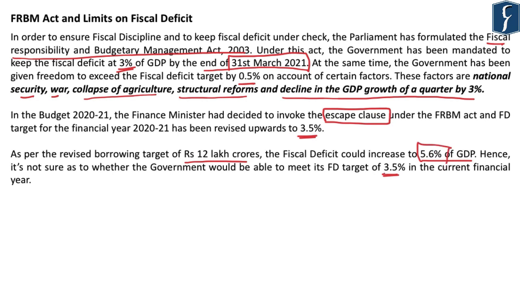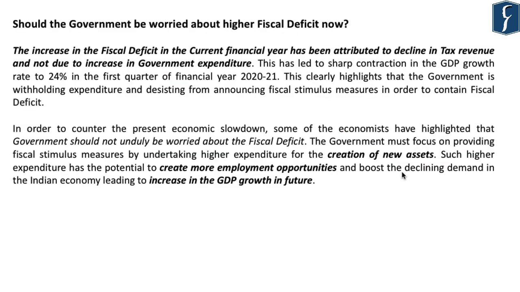Now the question is, since we have already overshot this maximum allowed limit of 3.5%, should we not increase it a little more if the demand of the economy is such? You know that in the current financial year, because of COVID-19, because of lockdown, because of prevailing depression kind of situation in the economy, there has been decline in the tax revenue, and at the same time government expenditure has exorbitantly increased in terms of providing fiscal stimulus.